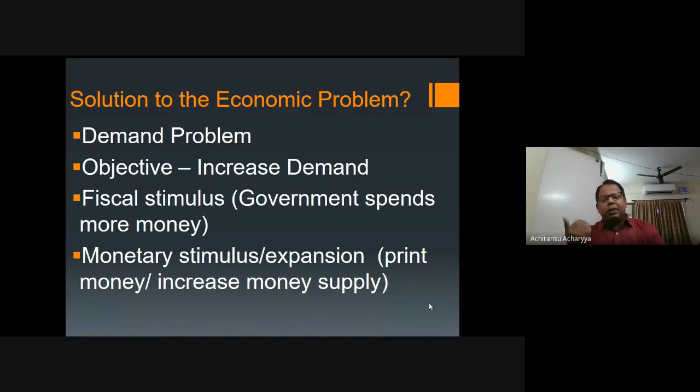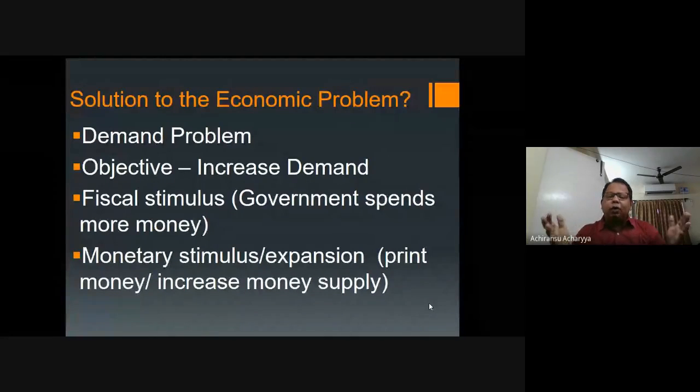So if the problem is a demand problem, you should increase demand and you should go for a fiscal stimulus. The government should spend more money on the people. Or the government can also go for a monetary stimulus. There are two kinds of policies that the government can take.